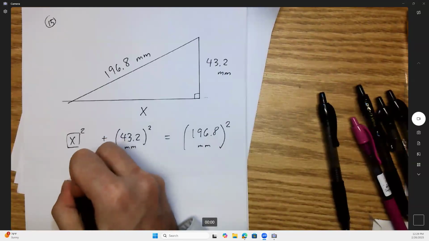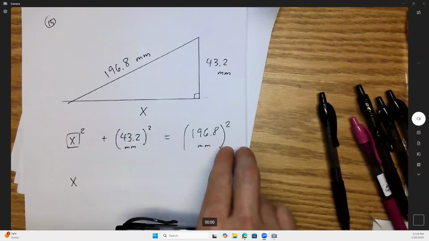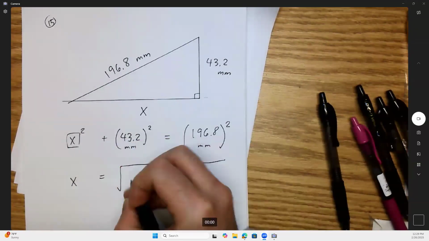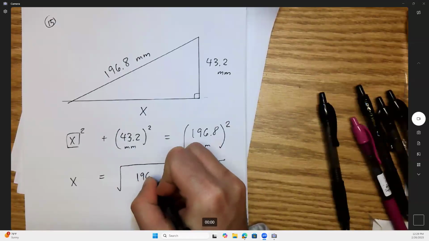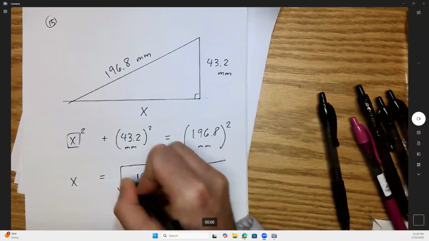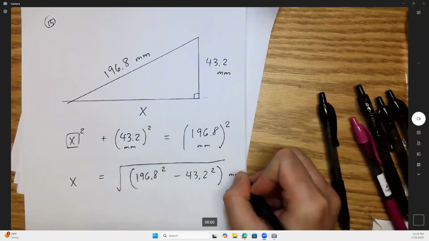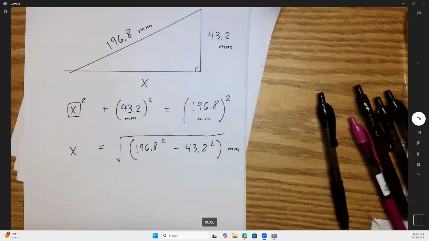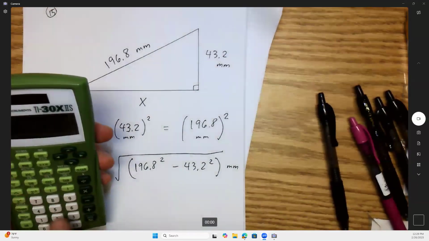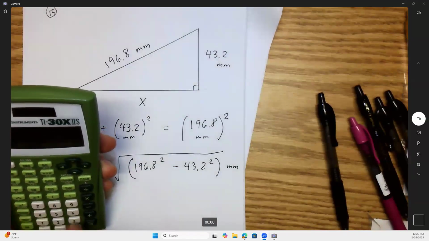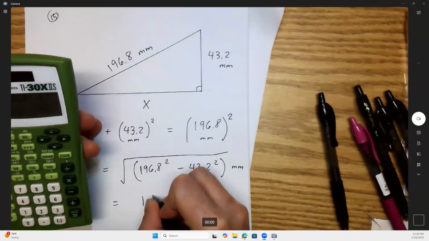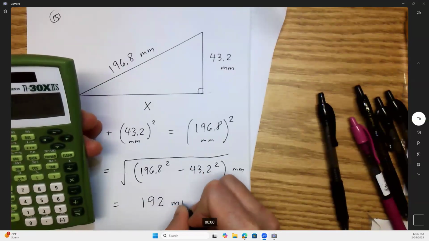Then if you solve for x, well, 2 steps. I subtract over the 43 squared and then take the what? Square root. So it's going to look like this. Square root of 196.8 squared minus 43.2 squared. Okay. And then this is all some number of millimeters. I can pull the unit up. Just like that. You guys good with that? Good. All right, let's see what happens. I got 196.8 squared minus 43.2 squared. I'm looking at 192 exactly. Of course, it's millimeters.